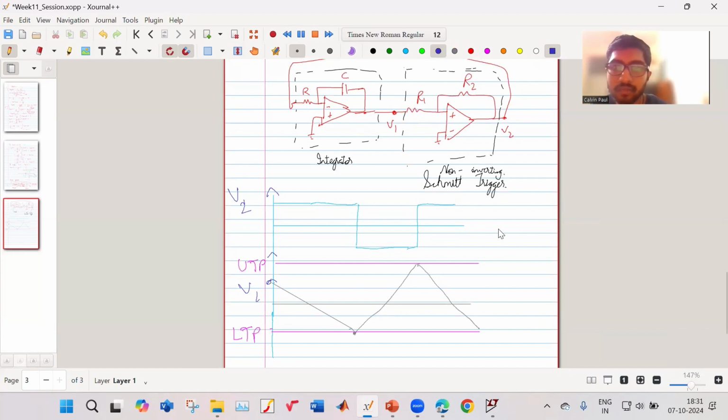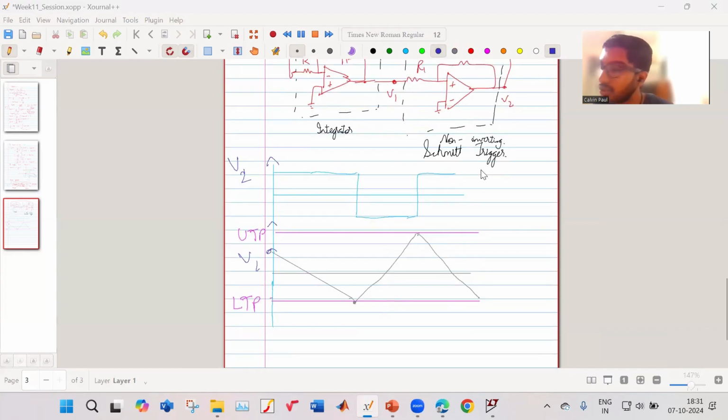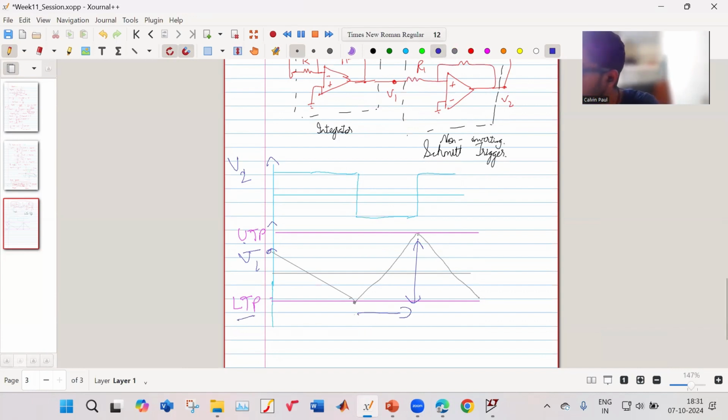So we will also do some simulations in LTSpice, so you can see this actually happen. You must understand that this wave is bounded between the upper trigger point and the lower trigger point. And it will have some time period. This is your T1 and this is your T2. So you are going from here to here.